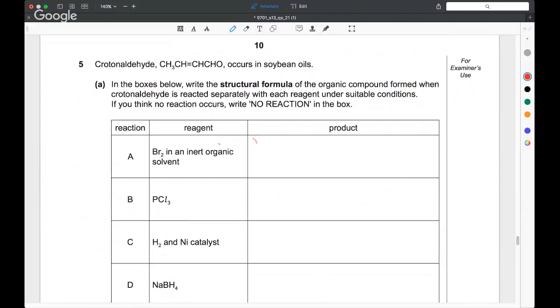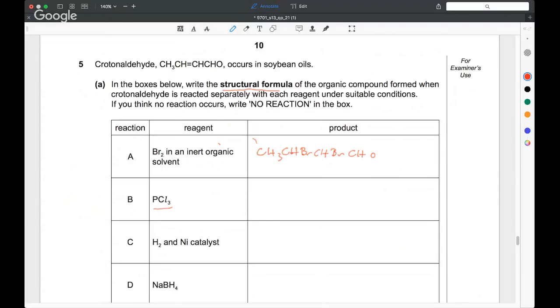So the product is going to be, and you've got to write the structural formula, CH3, and then you're going to have the bromine that's been added across the double bond, CH. Yeah, we've added bromine across the double bond. Goes there, and nothing's happened to the aldehyde group. All right, so that's the product that's formed. We're just adding bromine across the double bond there.